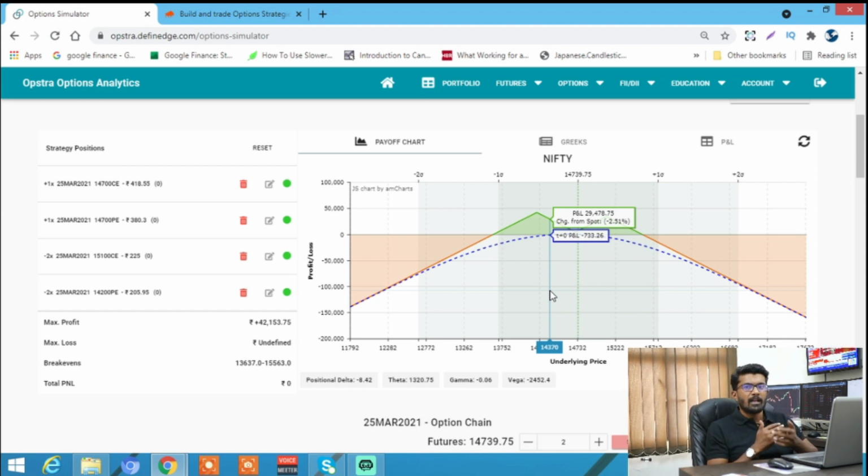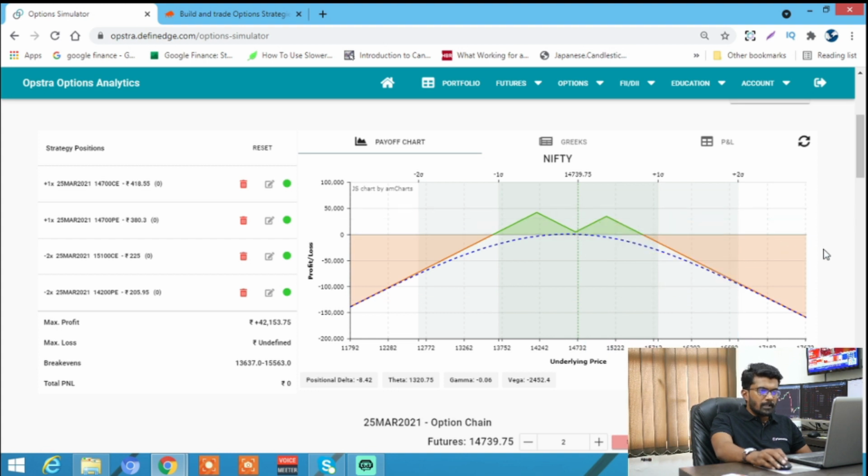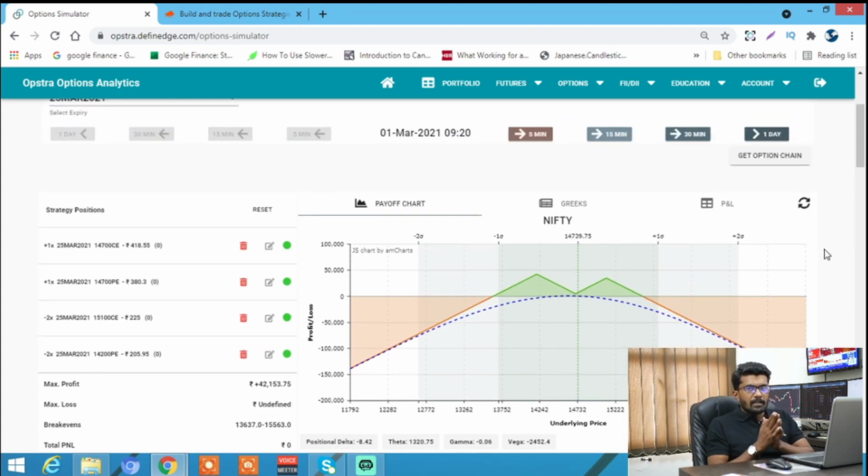At the same time, the 15,100 call which we sold is also going to be out of the money and will expire worthless, and that is also going to give you a profit. So that is what this strategy is, like dual purpose. You can use it either way.